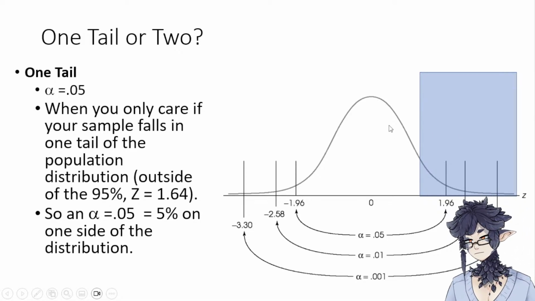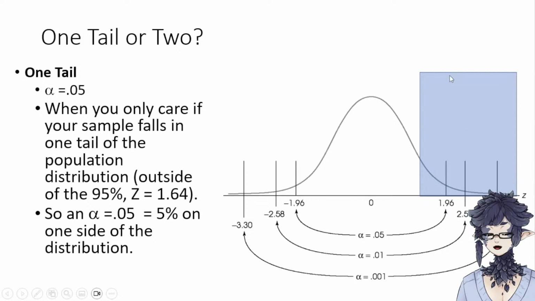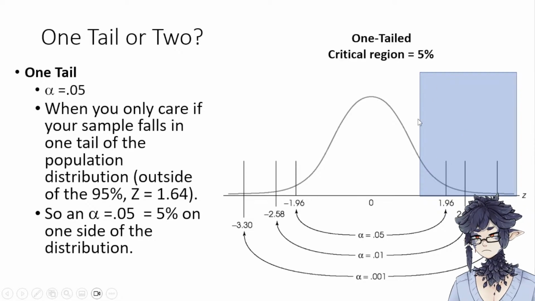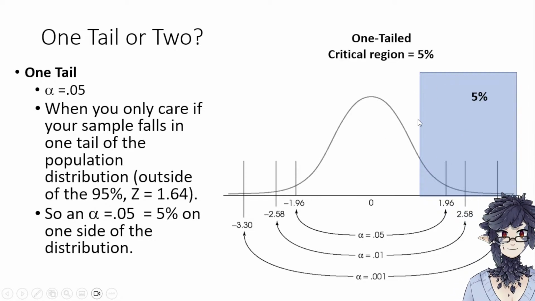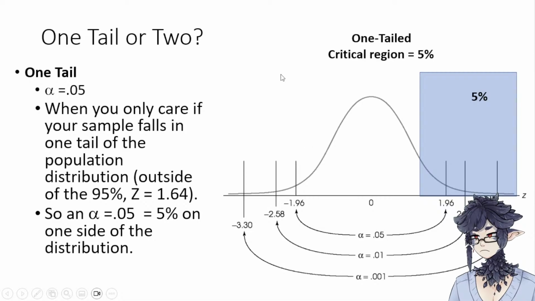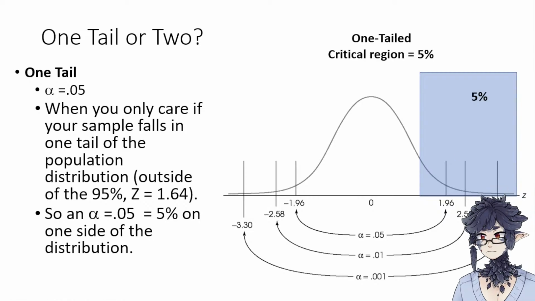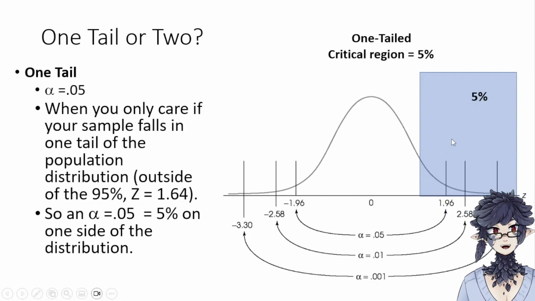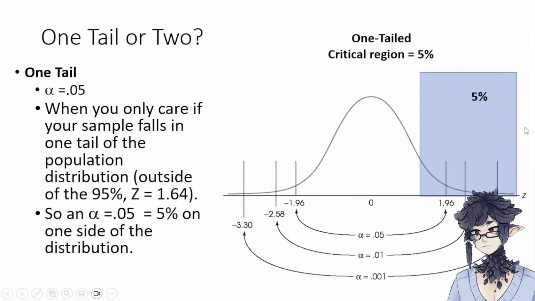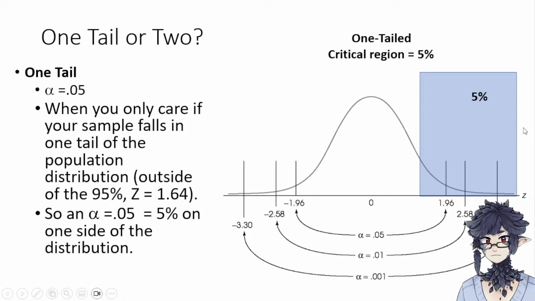I take that entire 5% and put it on the right side. So the entire 5% is all on one side. I would fail to reject the null if my sample had a very, very low crime coefficient. I can only reject the null if it has a very, very high crime coefficient. I only care if it goes one way or the other.